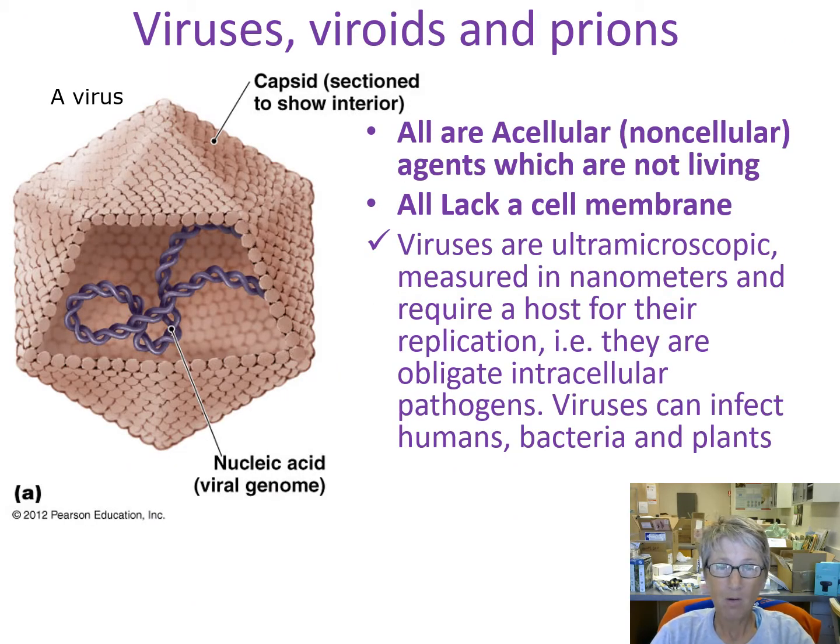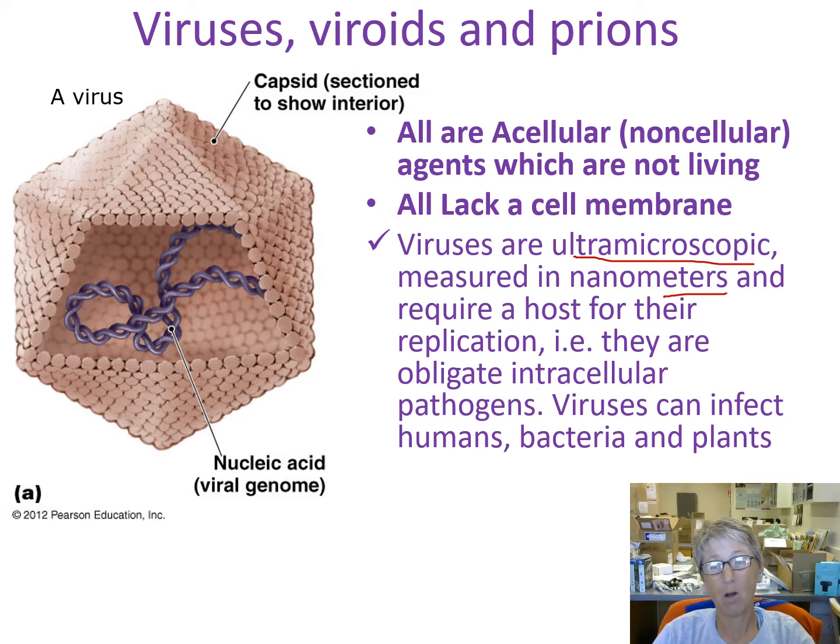So viruses, viroids, and prions are all acellular. That means they're non-cellular. That means they're not living. They all lack their own cell membrane. So they may take a cell membrane from an actual living cell that it was in, but in terms of their own phospholipid bilayer, they don't have that. Viruses are ultramicroscopic. That means you have to use a transmission electron microscope to see them. They're measured in nanometers.